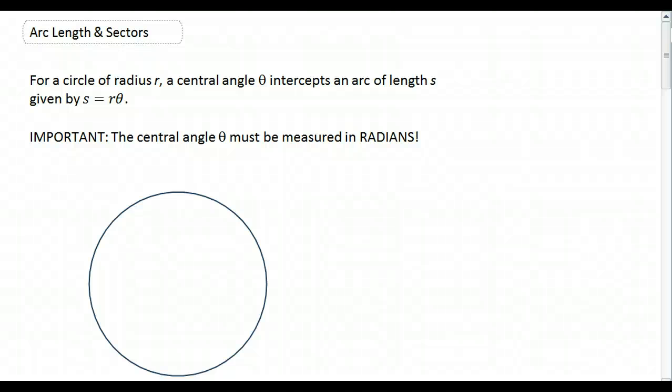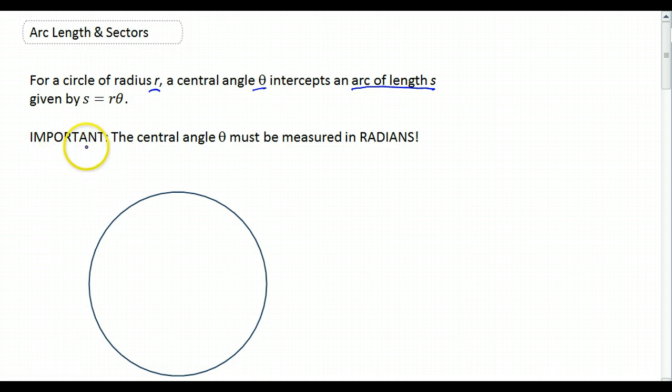All right, let's talk about arc lengths and sectors of circles. And we'll begin with arc lengths. So if we have a circle of radius r, and there's a central angle theta that intercepts that circle and creates an arc of length s, then we can figure out what s is by just multiplying r times theta.